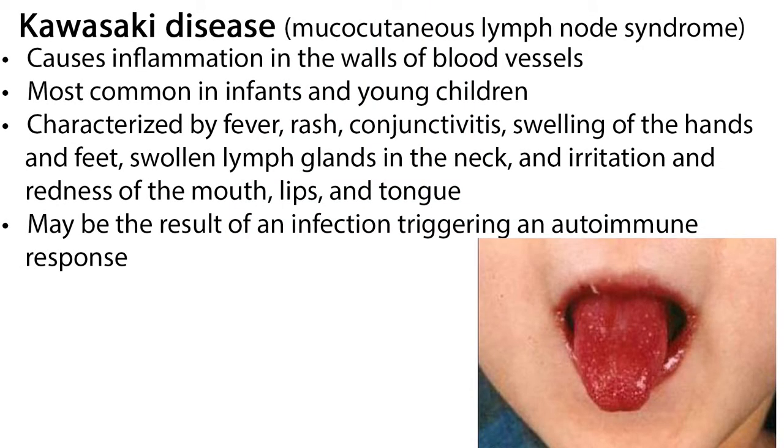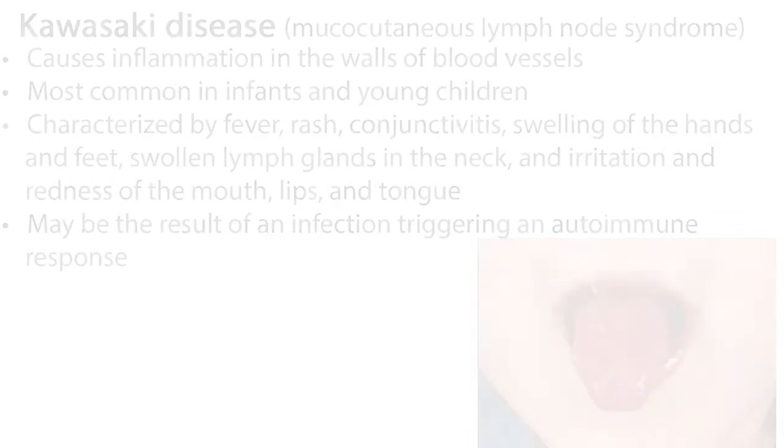Kawasaki disease, or mucocutaneous lymph node syndrome, is a rare childhood disease that causes inflammation in the walls of blood vessels. It is most common in infants and young children and is characterized by fever, rash, conjunctivitis, swelling of the hands and feet, swollen lymph glands in the neck, and irritation and redness of the mouth, lips, and tongue. The cause of the disease is unknown, but it may be the result of an infection triggering an autoimmune response. The heart may be affected, causing damage to the coronary arteries and to the heart muscle itself.